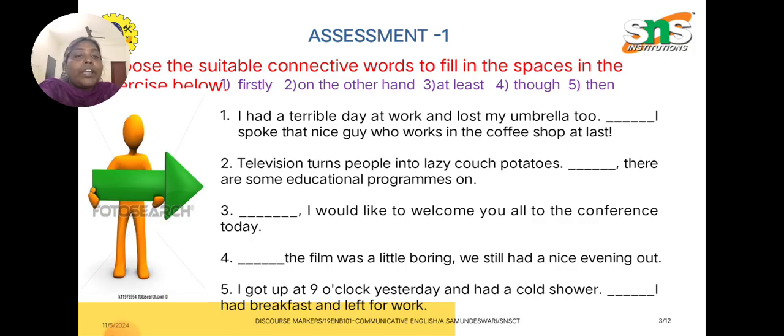I got up at 9 o'clock yesterday and had a cold shower. Then I had breakfast and left for work. So, this topic is very easy to mark or connect your answers if you understand the meaning of the sentence as it is given by the writer. So do more practice of reading, then all your writing will be very easy.